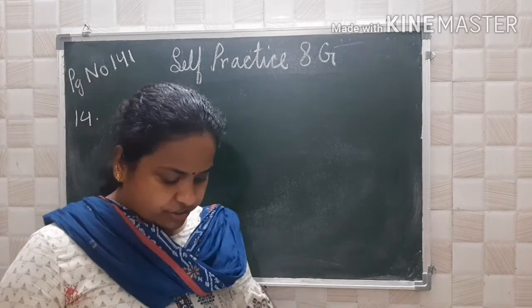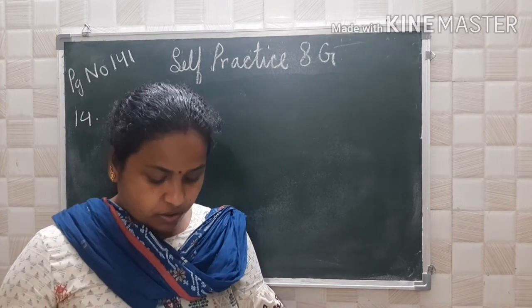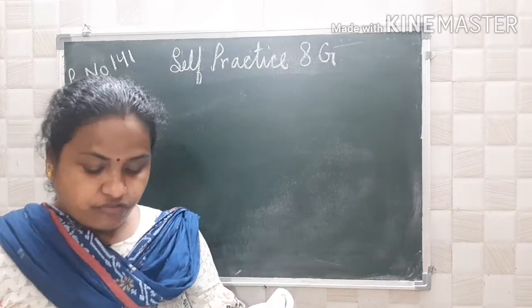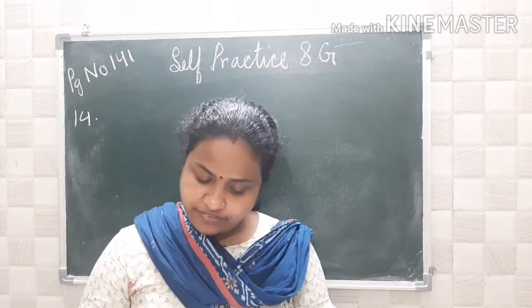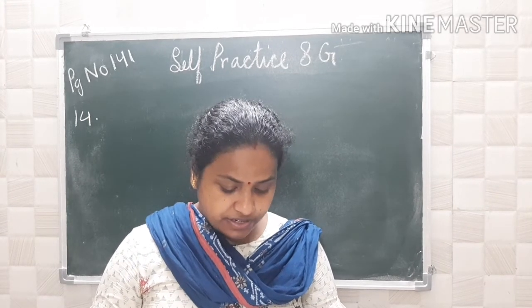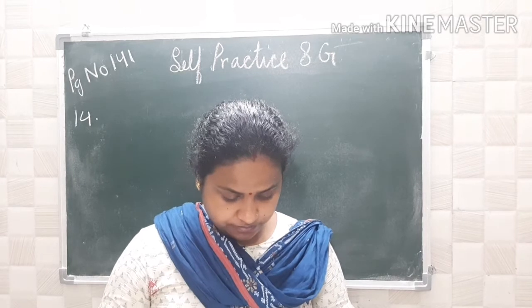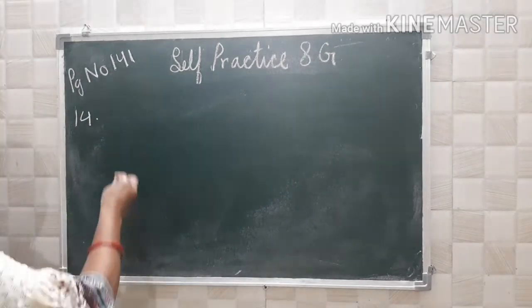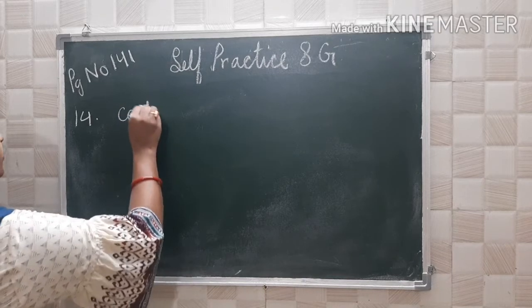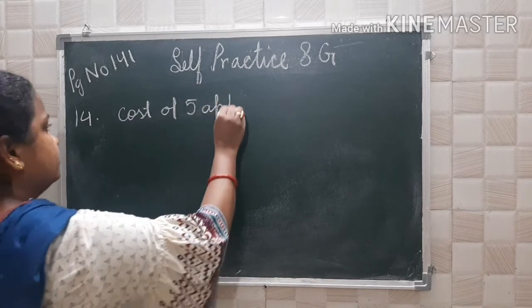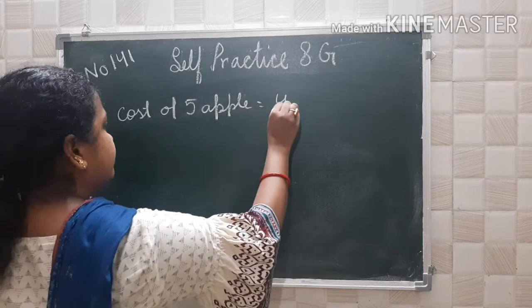Now see question number 14. Sudhir earned a profit of 20% by selling 60 apples at the rate of 42.50 for 5 apples. Find the total cost at which the apples were bought. So, cost of 5 apples is equal to 42.50.